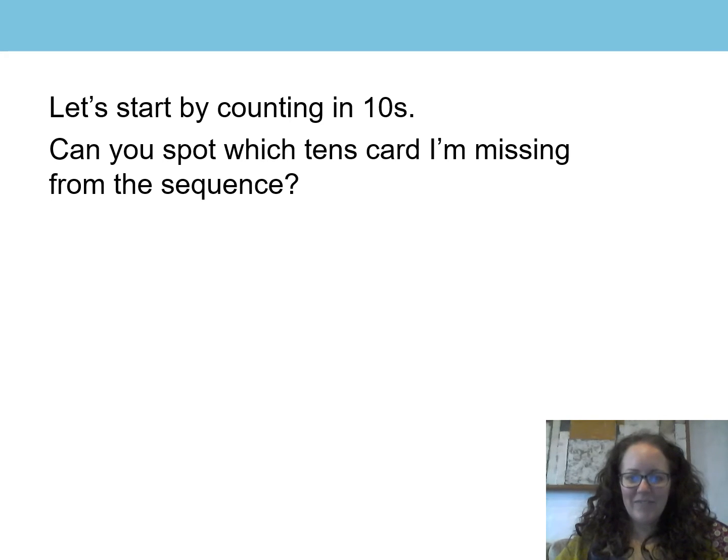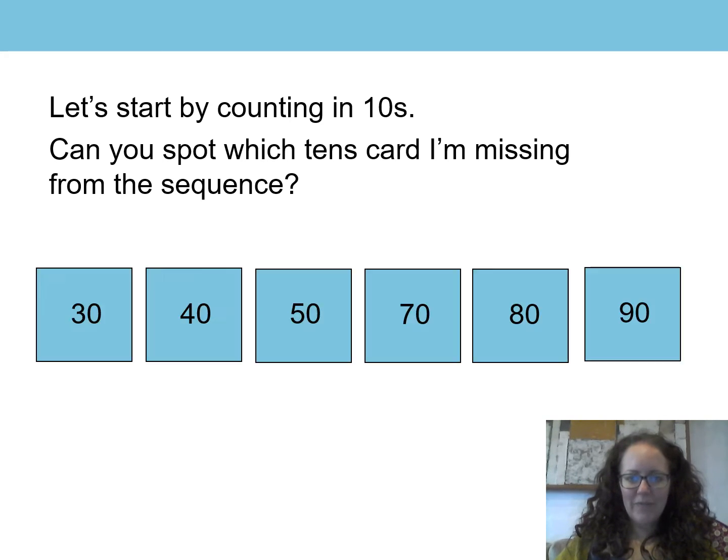Fantastic. Have a little look now at these tens number cards. 30, 40, 50, 70, 80, 90. There's one missing. Can you work out which one it is? That's right, it was 60. Good job.